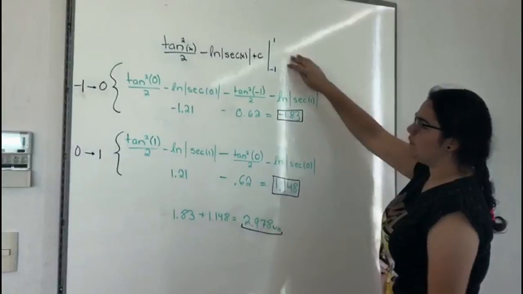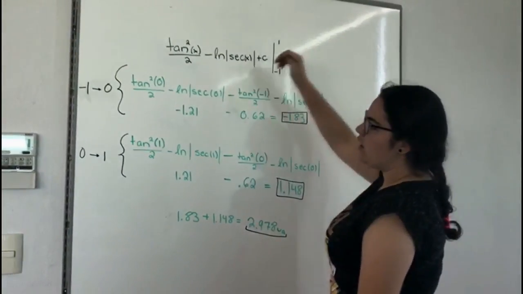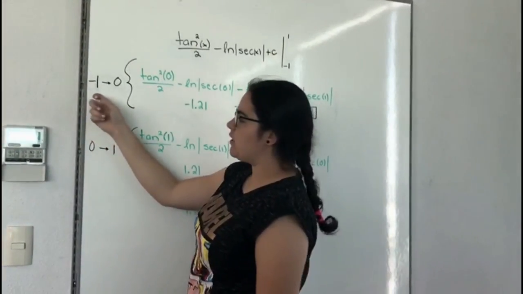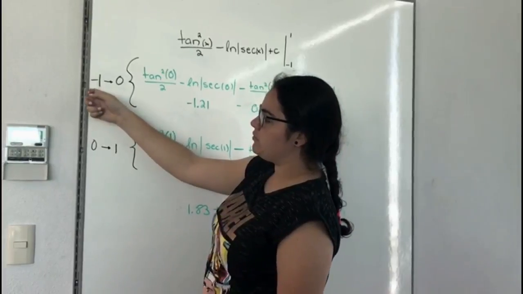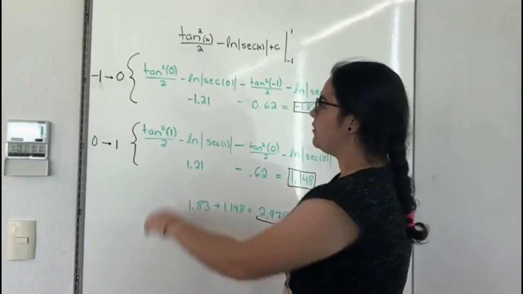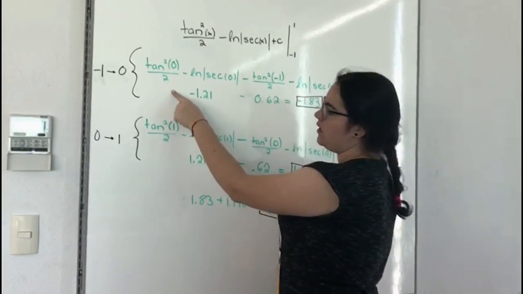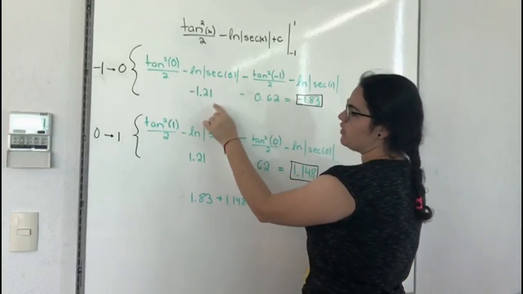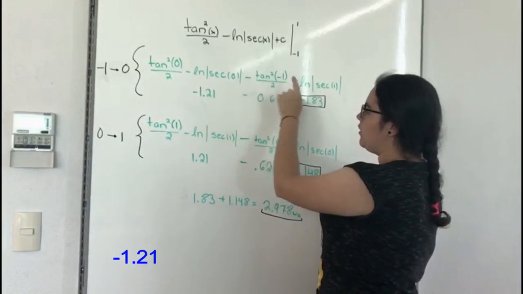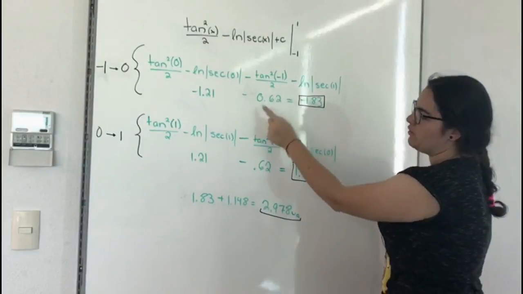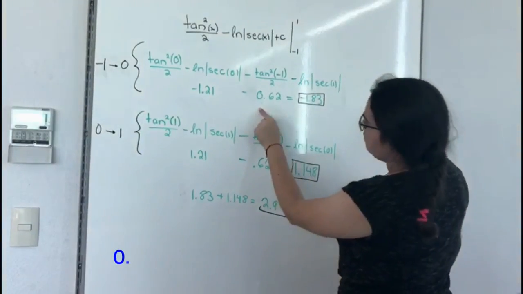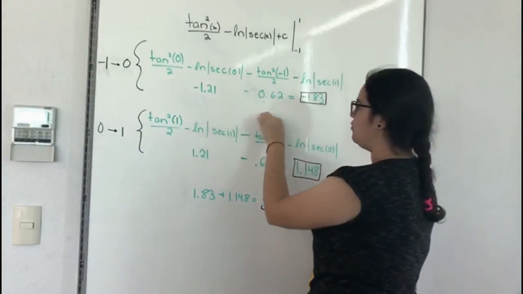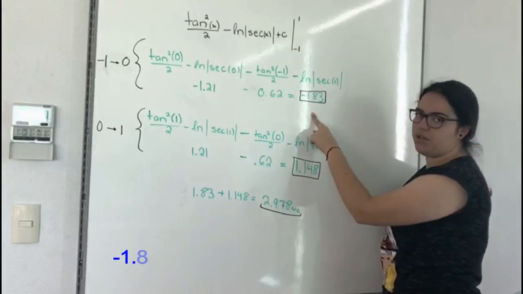Okay, so whenever we have the equation integrated, we're going to go to the graph and see the numbers that we have. So we have from -1 to 0. The first thing that we're going to do is plug 0 into the function in here, and this result is -1.21. You're going to do the same thing but with -1. The result is 0.62. You're going to subtract these two and the answer is -1.83.